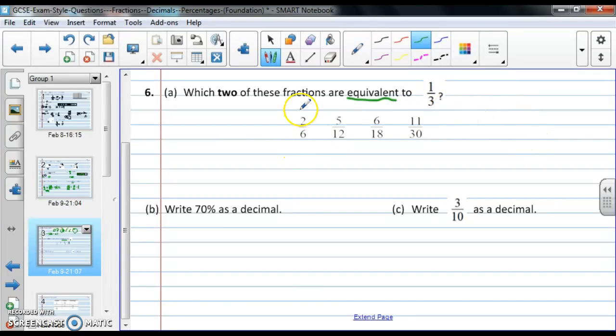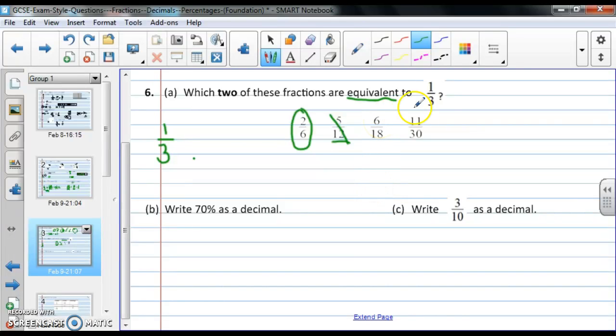So what we're going to need to do is change 1/3 into these different denominators. To go from 1/3 to sixths, I need to multiply by 2. So when I multiply the top by 2, I'm going to get 2 sixths. That means that this is going to be equal. This one, twelfths. To go from 3 to 12, I need to multiply by 4. 1 times 4 is going to be 4, so my equivalent fraction would be 4 out of 12, not 5 out of 12, so that one's not.